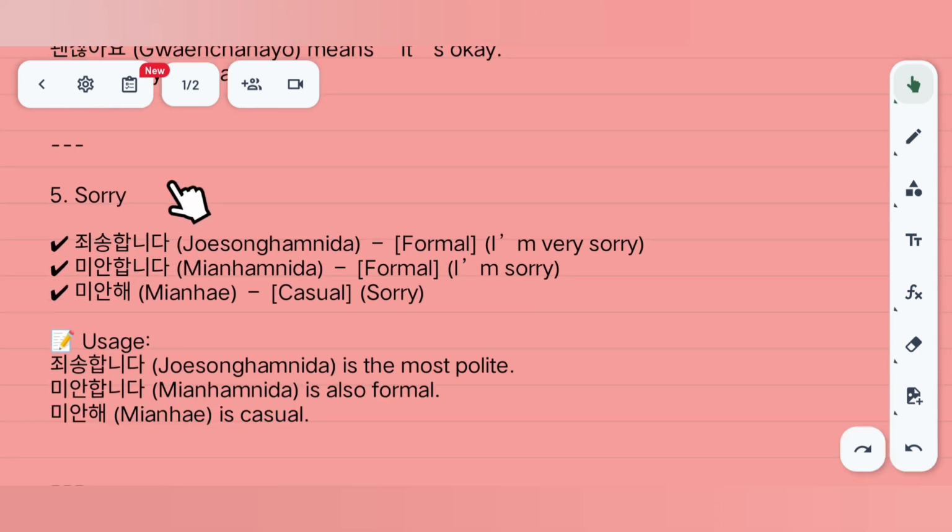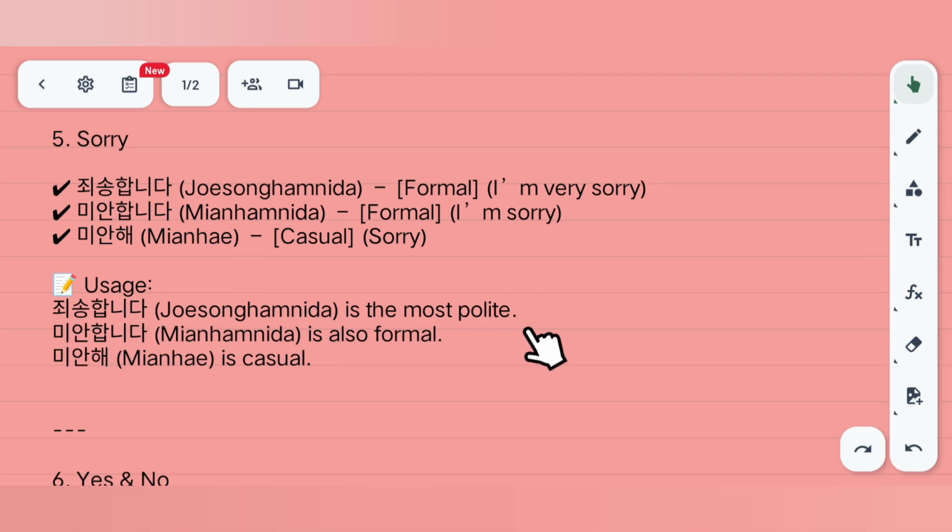Next is sorry. How do we say sorry in formal way? 죄송합니다. It means I am very sorry. Second one is 미안합니다. It's also a formal way of saying sorry and it means I am sorry. Third one is 미안해. It's a casual way of saying sorry and it just means sorry. First one was I am very sorry, I am sorry, and then sorry.